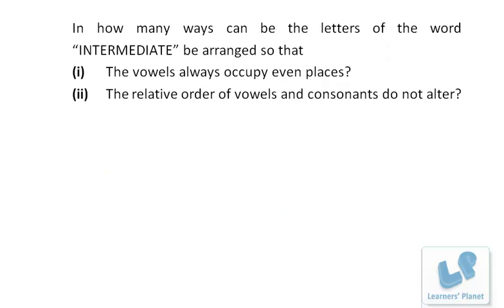Now friends, let's see this question. In how many ways can the letters of the word intermediate be arranged so that the vowels always occupy even places, right? Now first of all, let's calculate the number of letters in this. It's 1 2 3 4 5 6 7 8 9 10 11 12, right? 12 letters are there.